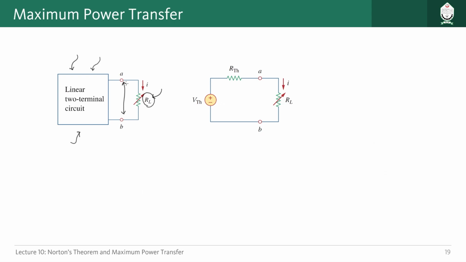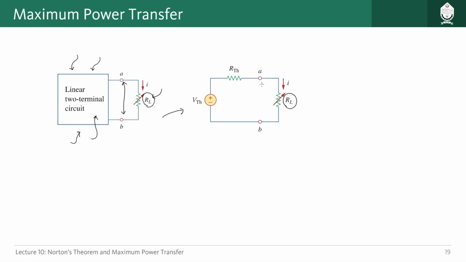Here also what we are going to do is represent the black box we have here, this linear two terminal circuit, with a Thevenin or Norton equivalent circuit. So there will be one source with a resistor, something like this. Here we have represented the whole circuit using a Thevenin voltage and a Thevenin resistance in series with that voltage.